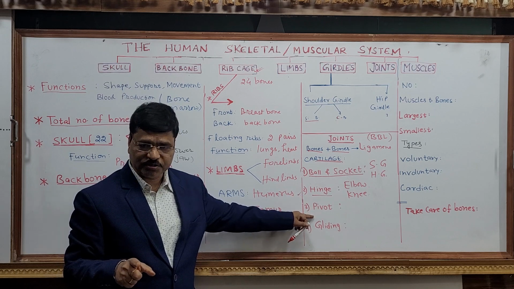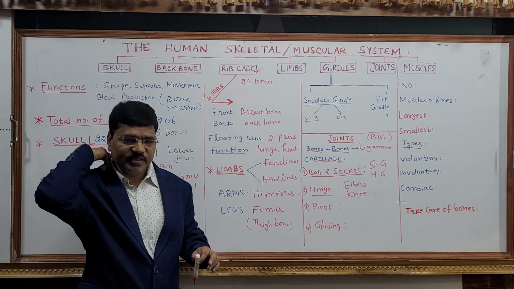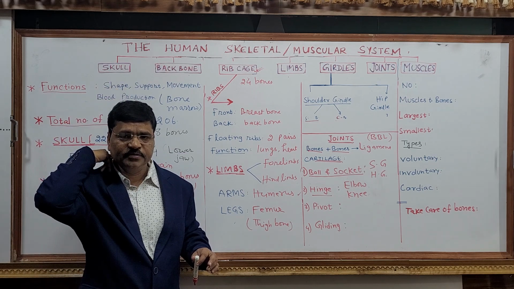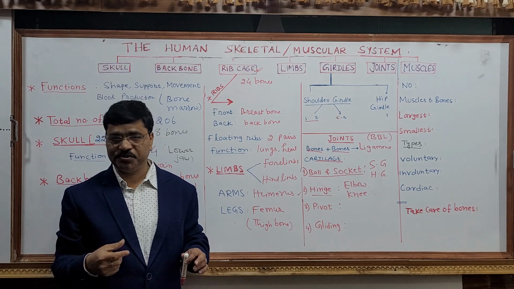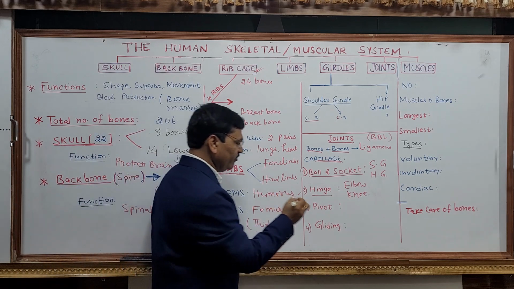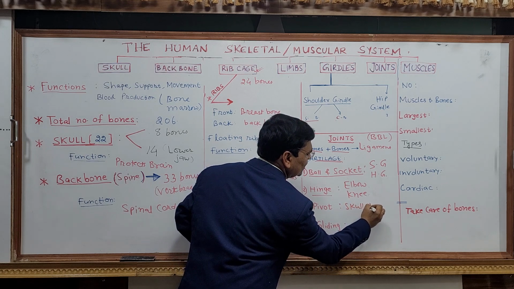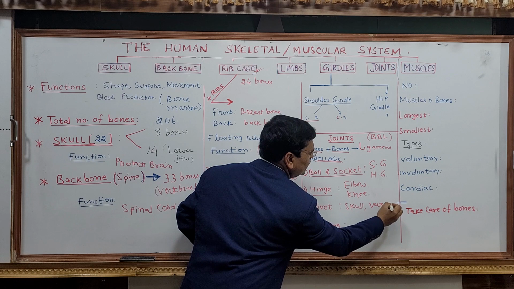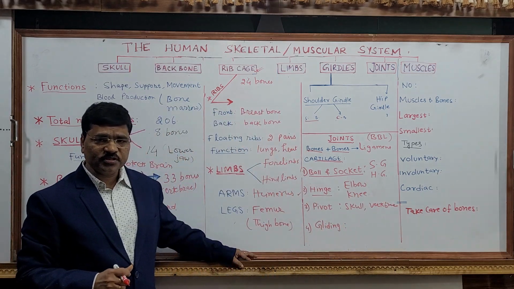Next is pivot joint. Pivot joint is present between the skull and the first vertebrae. It allows the bones to move up, down and sideways. So pivot joint is in between the skull and the first vertebrae. This is the third type of joint.